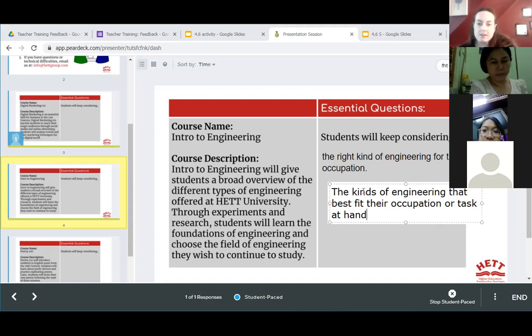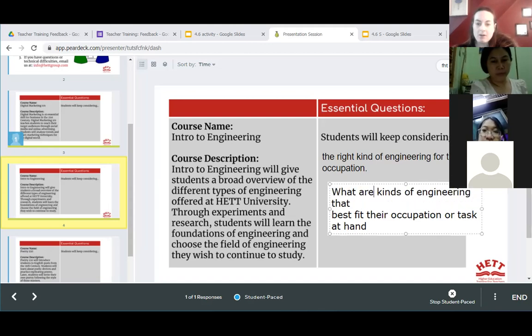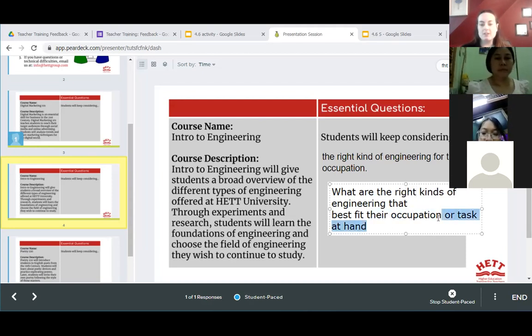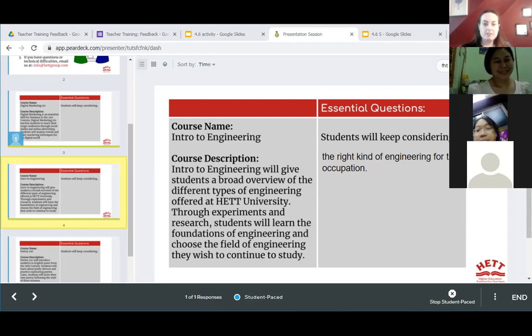I'll keep considering, how do we change that into a question? What are the kinds of engineering, or, well, we'll leave it mostly the same. What are the right kinds of engineering that best fit their occupation? I'll just keep it mostly the same. Okay, good. And last one.